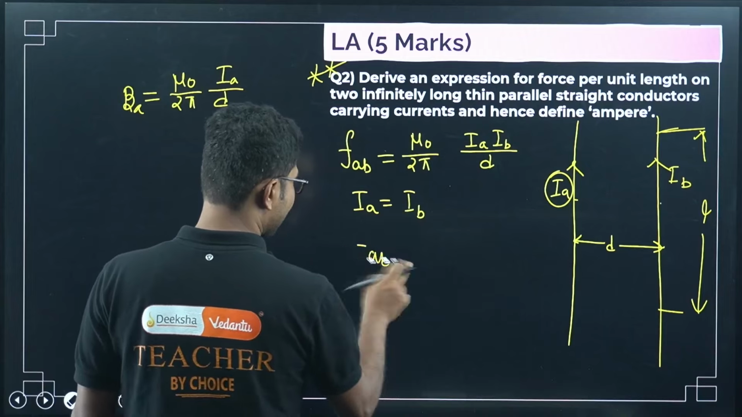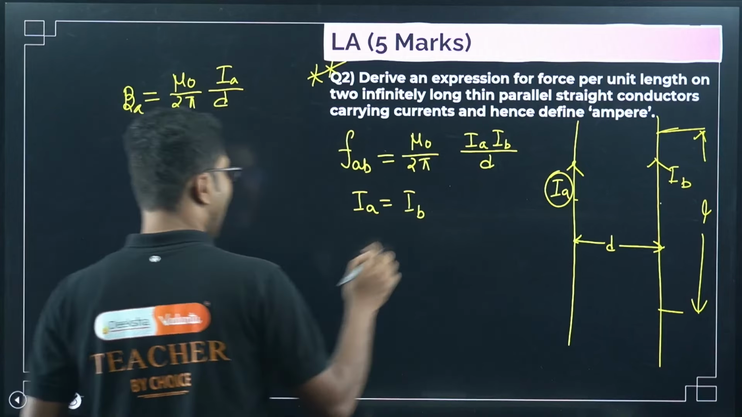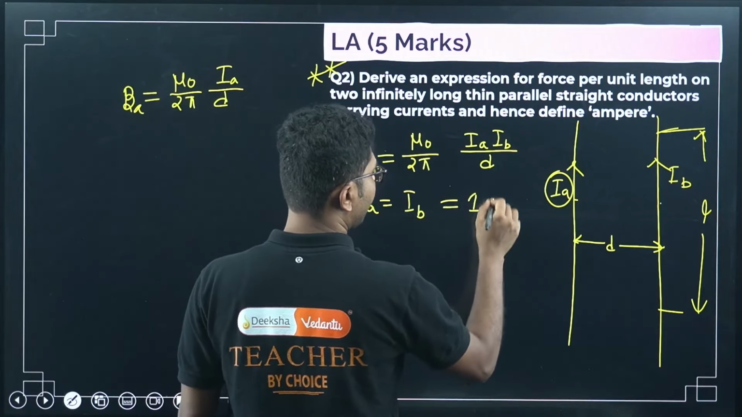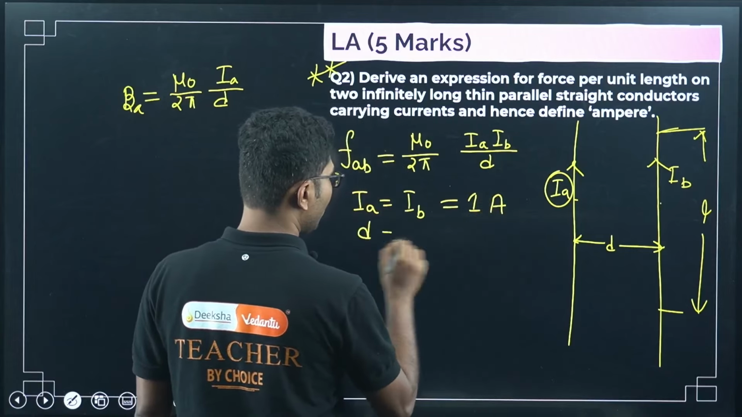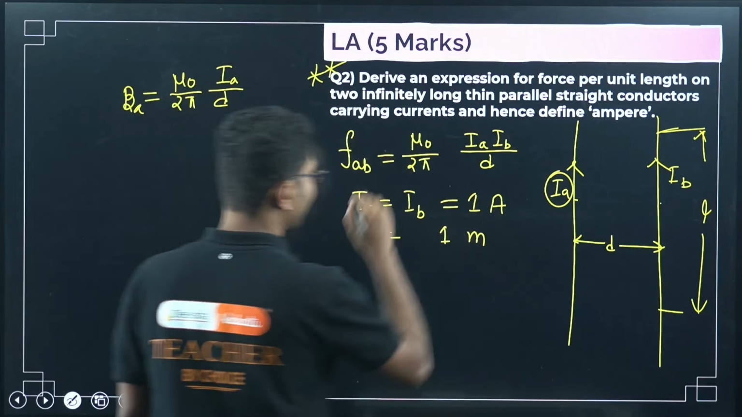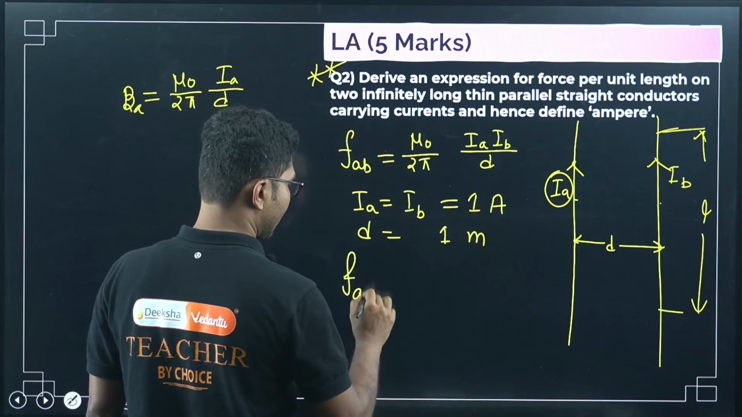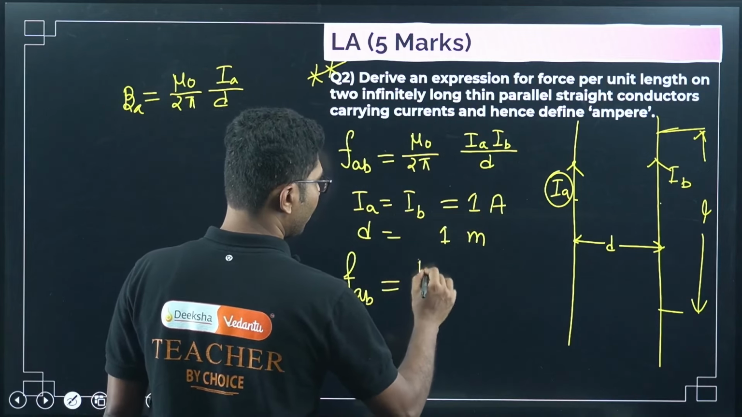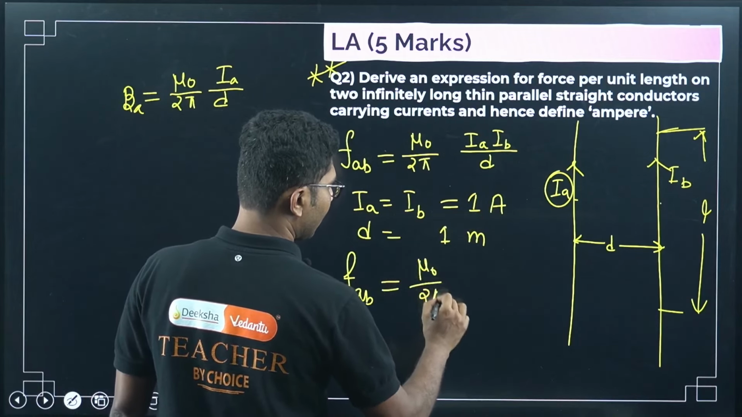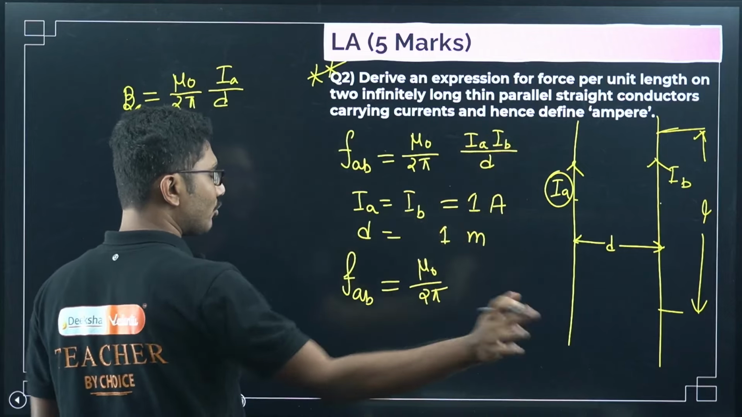So first let us understand this definition. IA is equal to IB is equal to 1 ampere, and d is equal to 1 meter. Then what will happen to FAB? FAB will become mu naught by 2 pi. This is 1, this is 1, this is 1, so all of them are 1.